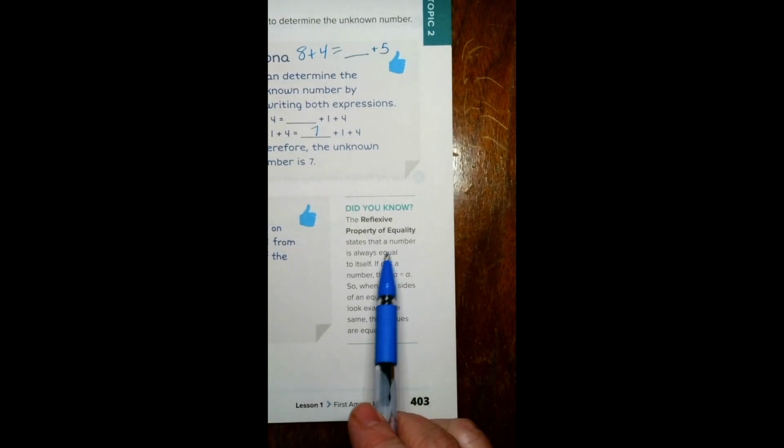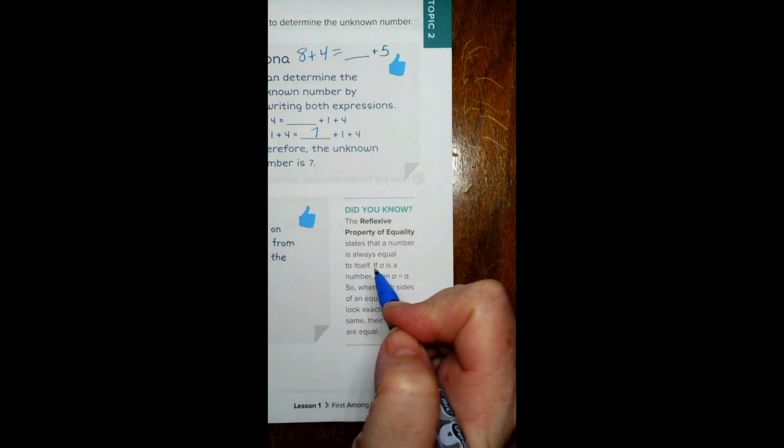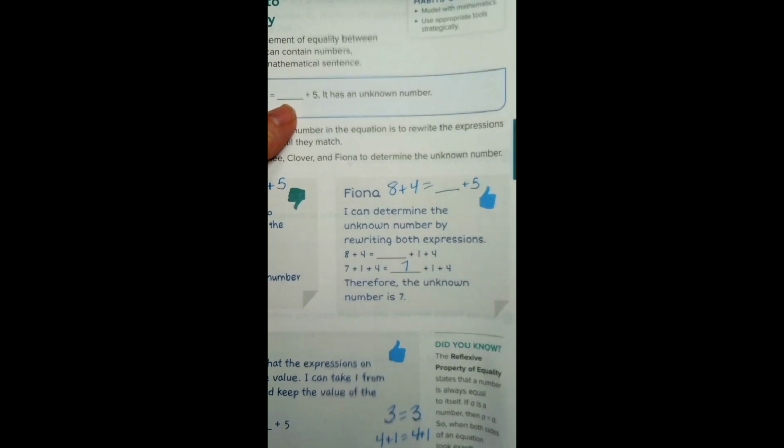Did you know the reflexive property of equality states that a number is always equal to itself? If A is a number, then A equals A. So when both sides of an equation look exactly the same, their values are equal. So like 3 does in fact equal 3. Or 4 plus 1 equals 4 plus 1. Okay, moving on, page 404.